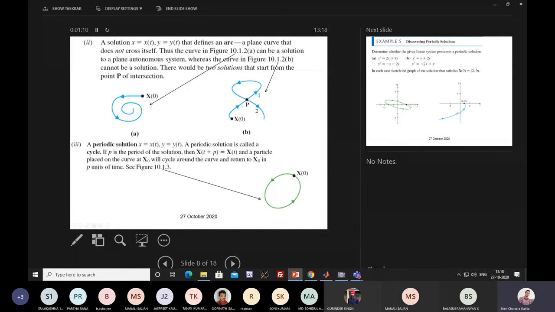In this particular case, where the curve doesn't cross itself, this can be a solution of the plane autonomous system. Whereas if it crosses itself there, this cannot be a solution. Do you have any idea why? Can somebody give some mathematical explanation? What is going to happen at P? Suppose the curve crosses at the point P twice. So then what is going to happen?